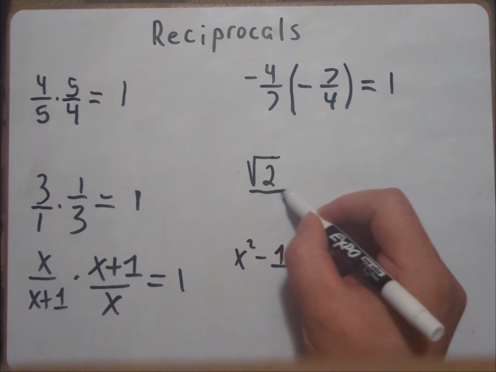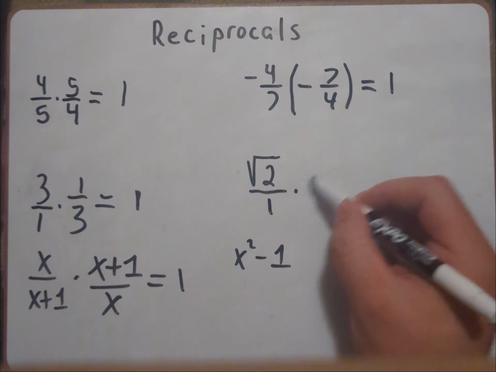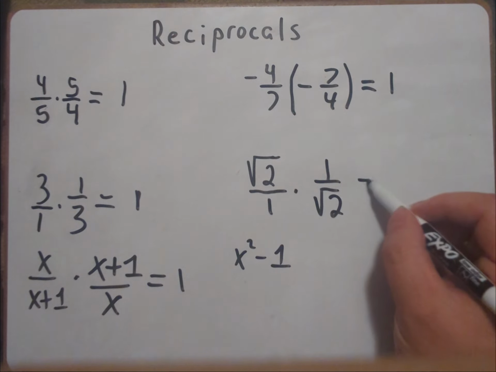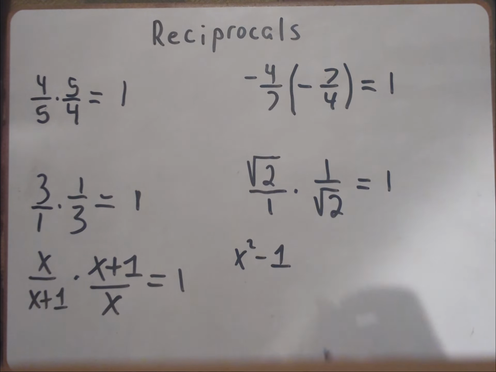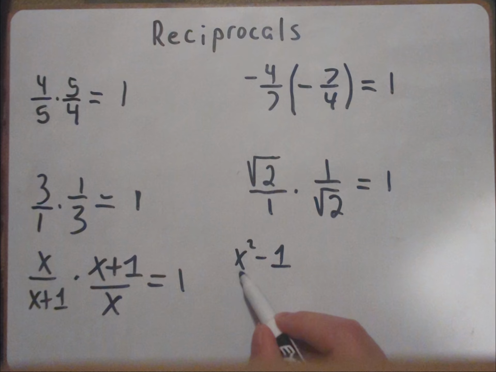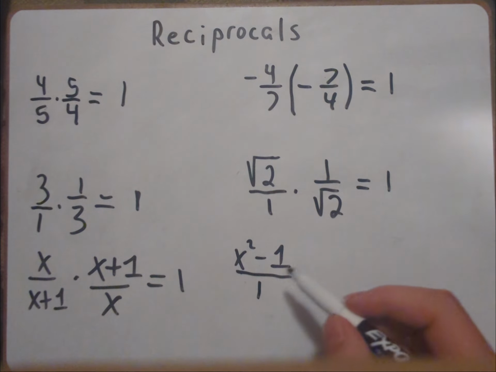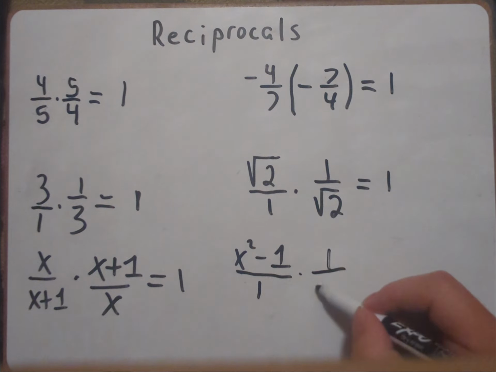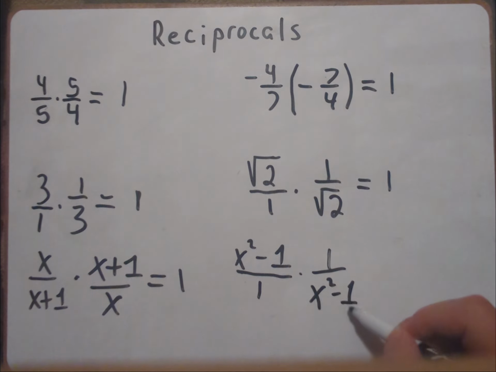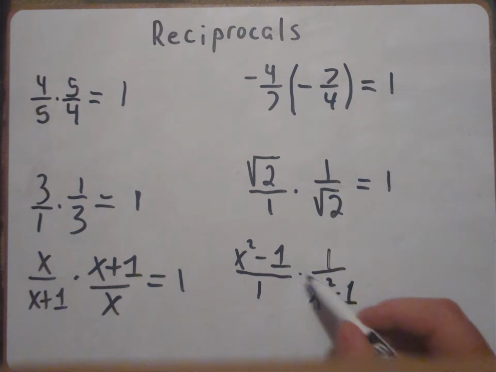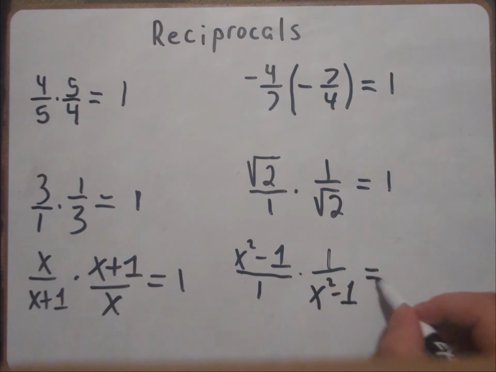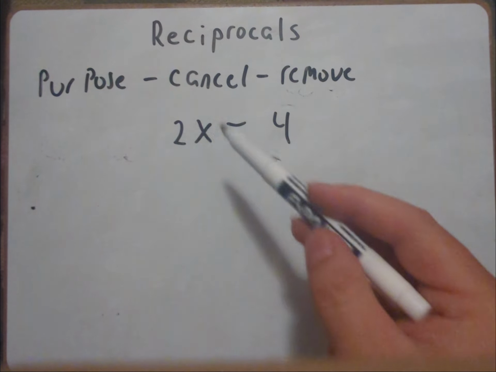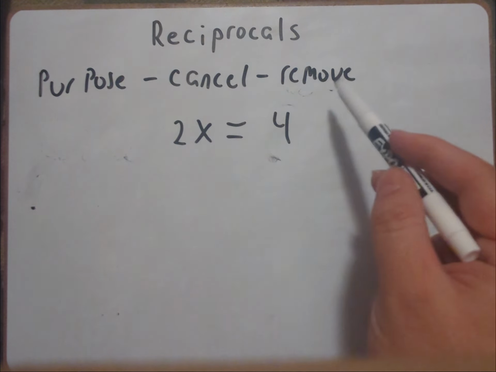Square root of 2, we'll write that as square root of 2 over 1, and same process, we flip it. So the square roots of 2 will cancel each other, and we're just left with 1. So for x squared minus 1, we'll put the 1 underneath, and we'll just do what we've been doing so far. We'll flip it. X squared minus 1 on top cancels the x squared minus 1 on bottom, and we're just left with 1. So the purpose of reciprocals is to cancel or to remove things.